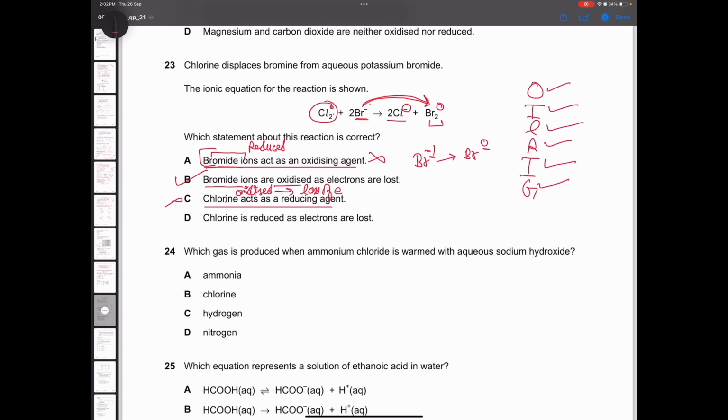Incorrect. Chlorine is reduced as electrons are lost. This is the issue here. It is getting reduced, this is true, but reduction is not loss of electrons. Reduction is gain of electrons. Look here. Oxidation is loss, reduction is gain. So that is why statement D is also incorrect.